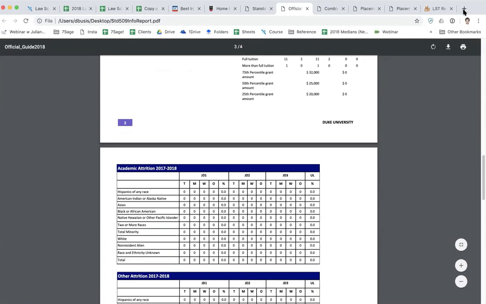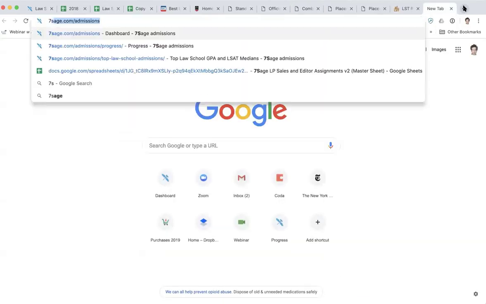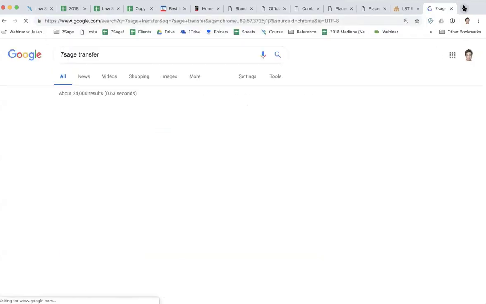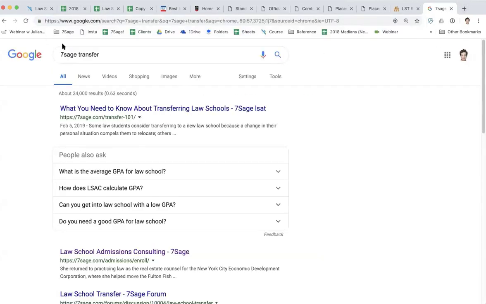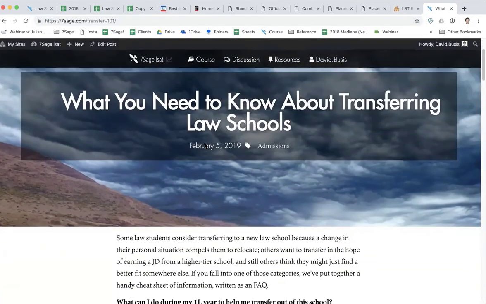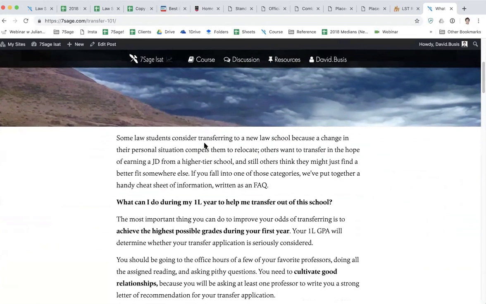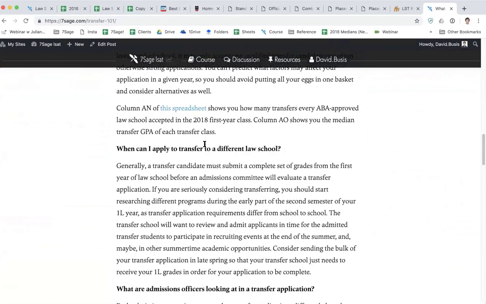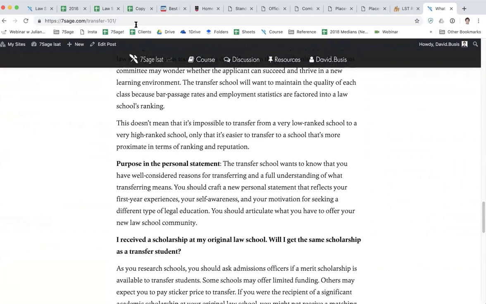Great, and then I'll also just point out that we wrote a blog post about this. I just found it by Googling 7-stage transfer. And when I say we, I mean Selene. Anyway, it's right here. This has a lot of information about what you need to keep in mind if you want to transfer. So I'll just paste this URL into the chat window for you.